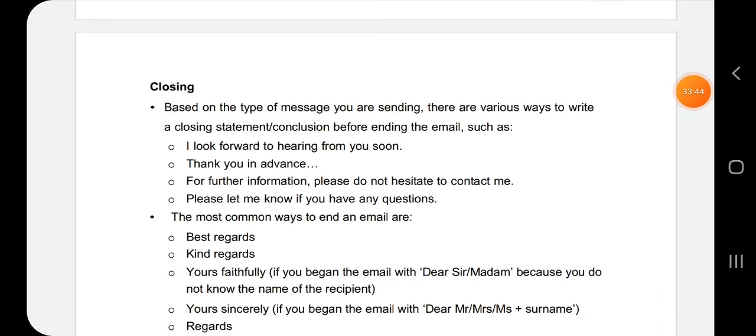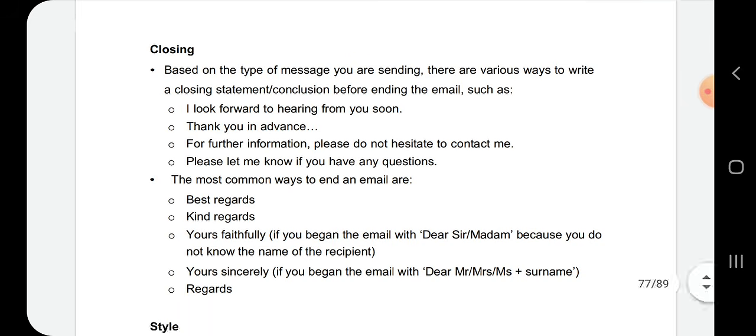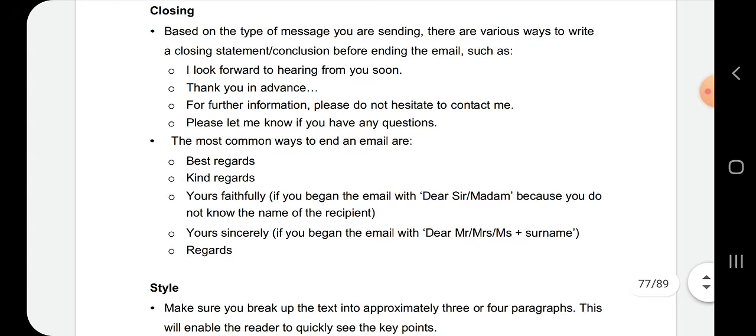So closing, based on the type of email you are sending, there are various ways to write a closing. I look forward to hearing from you. Thank you in advance, or for further information, please do not hesitate to contact. That is your closing. The most common ways to end an email are best regards, kind regards, yours faithfully, and so forth.